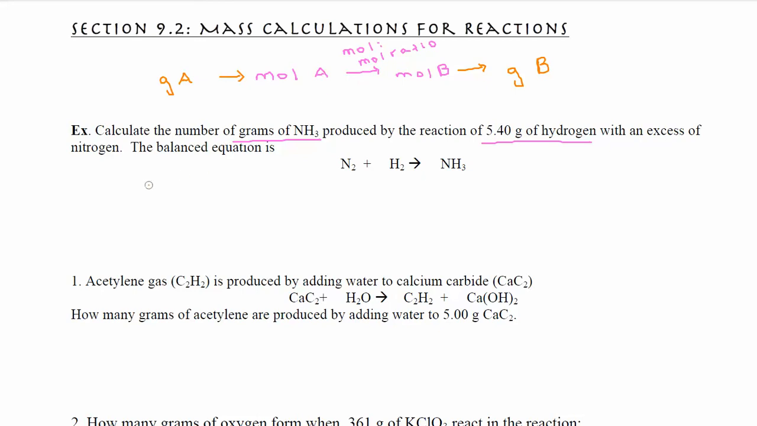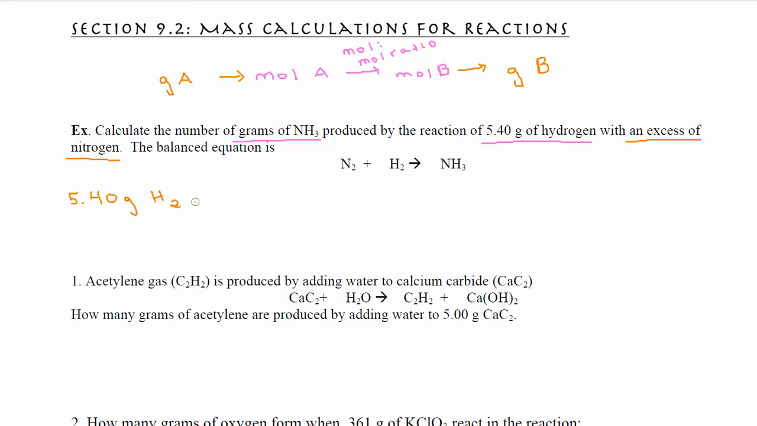So let's start with our given and get working on this. A quick note: if it tells you it's reacting with an excess of nitrogen, all that means is that there is plenty of nitrogen and you can just ignore nitrogen. We're not concerned with it. In a later lesson we will care, but for right now we don't. So our given in this problem is 5.40 grams of hydrogen, H2.